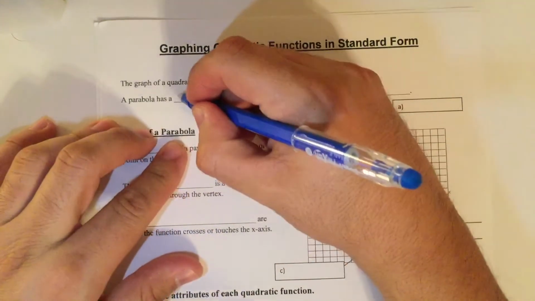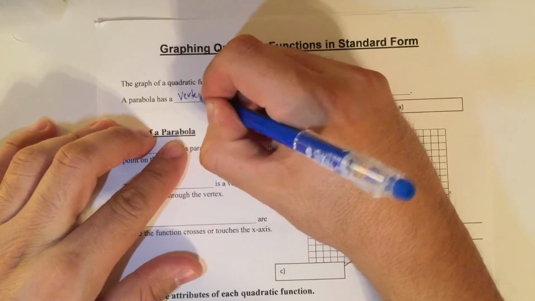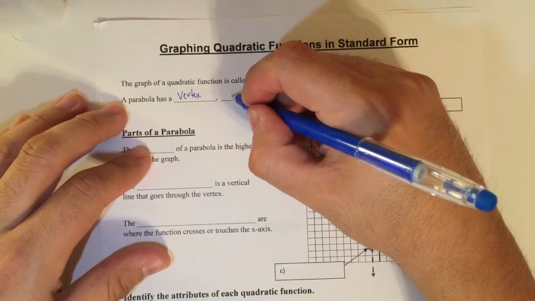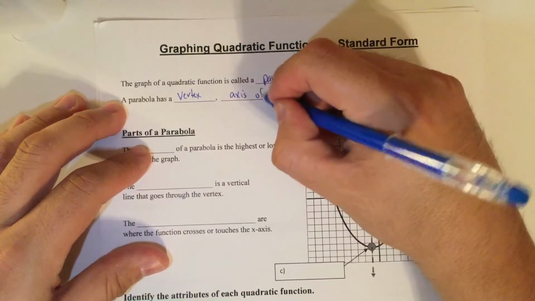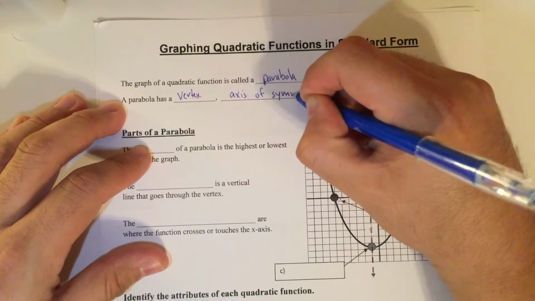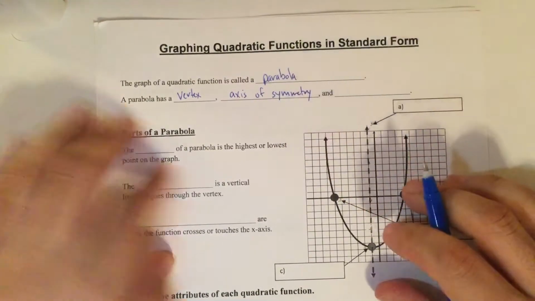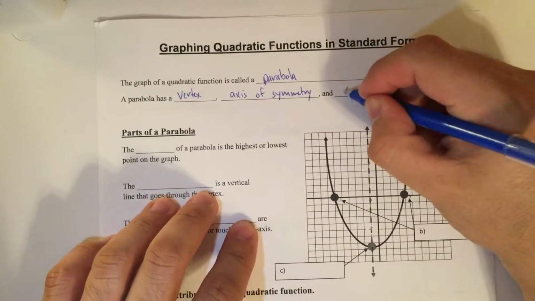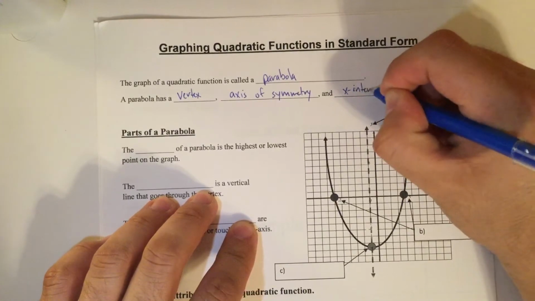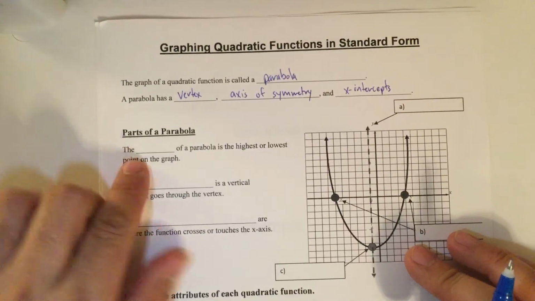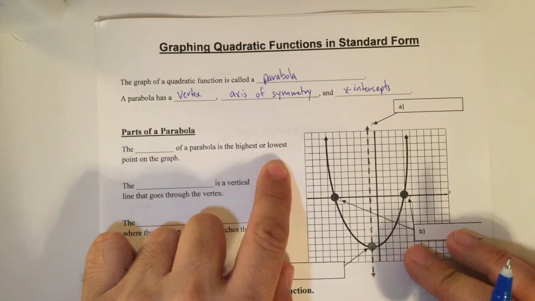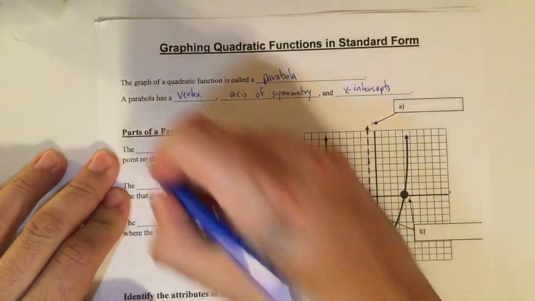It has a vertex, it has an axis of symmetry, or you may hear it said as line of symmetry, and it has x-intercepts, which has several other names, and we'll go over those in a moment. So the blank of a parabola is the highest or lowest point on the graph. So that's going to be the vertex.